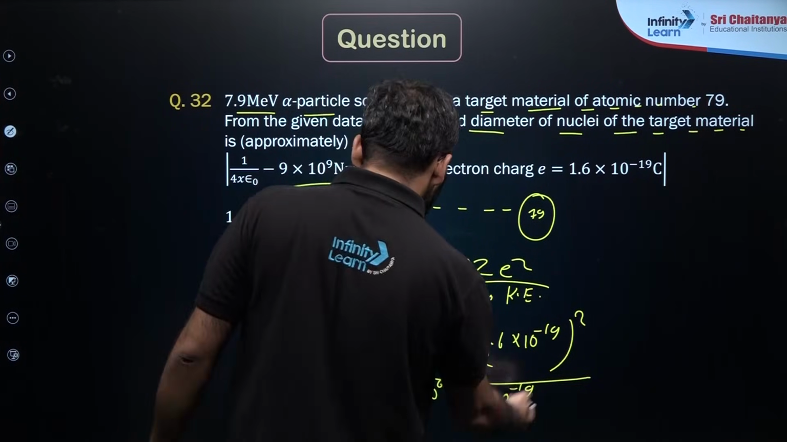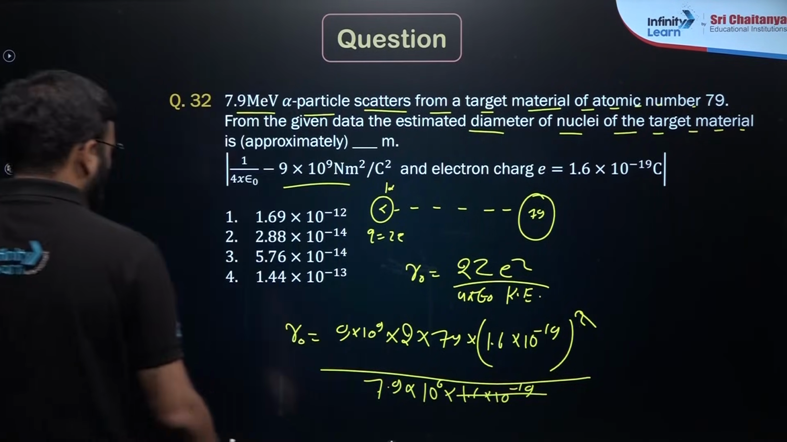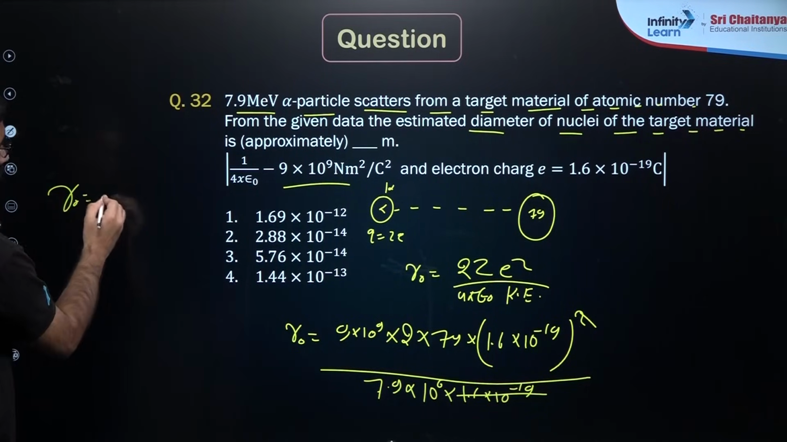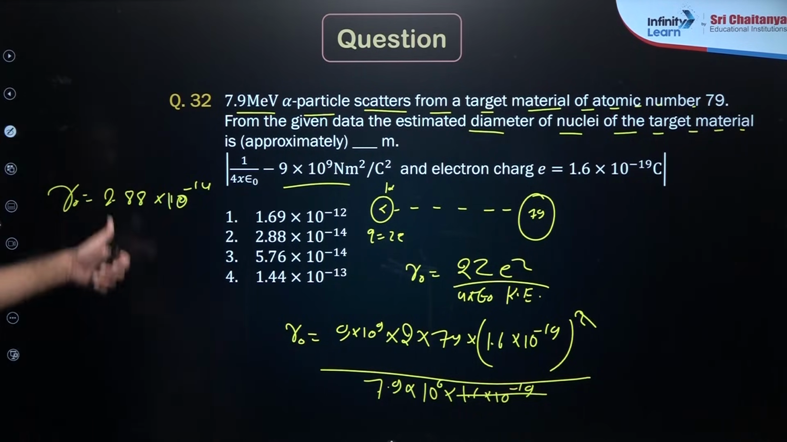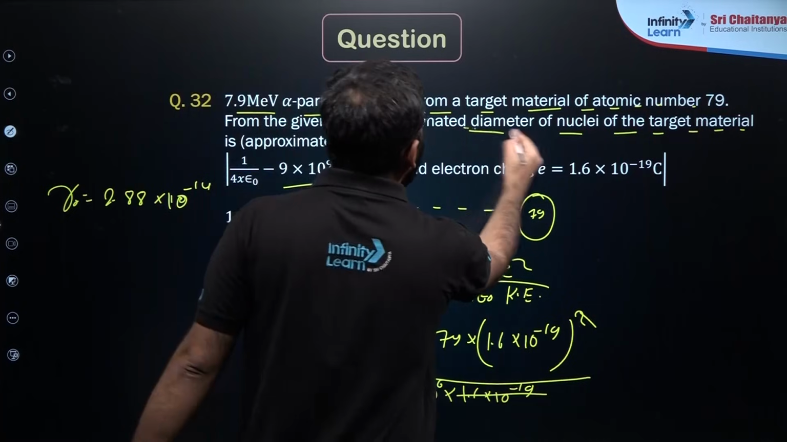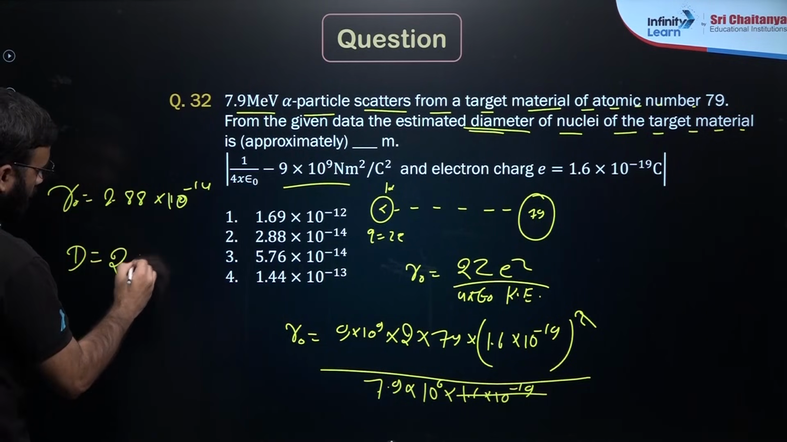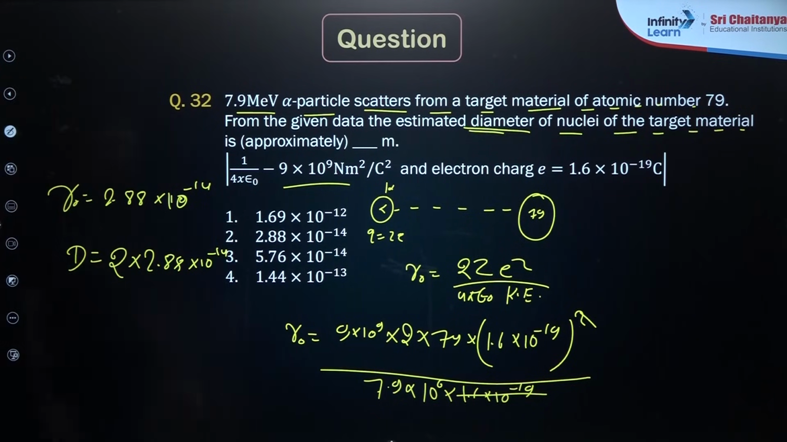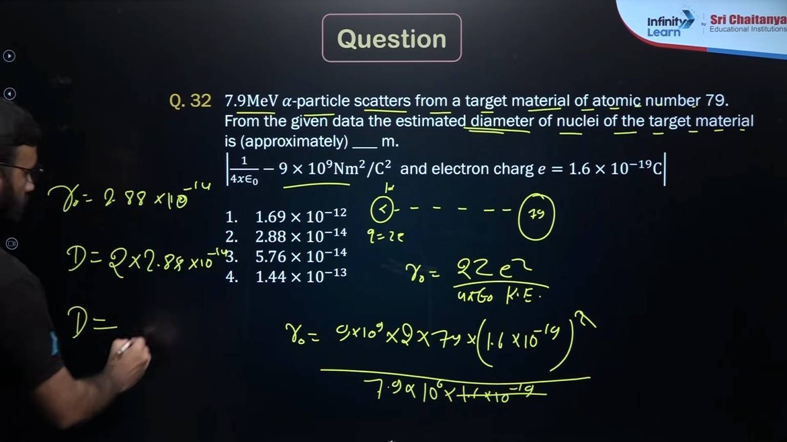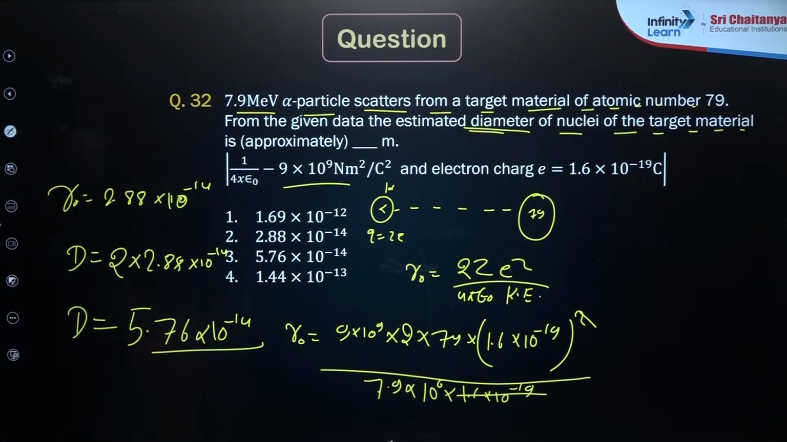Okay, so just do this calculation. This will cancel out with this one, and 10 to the power 6, okay, 79. So r naught equals, you can get 2.88 into 10 to the power minus 14. So this is my radius, but what they ask for is the diameter. So we can just multiply the radius by 2. So diameter d equals 2 into 2.88 into 10 to the power minus 14. So you can get the diameter of this one, that is 5.76 into 10 to the power minus 14. So option third is your correct answer. Okay beta, nothing more to it.